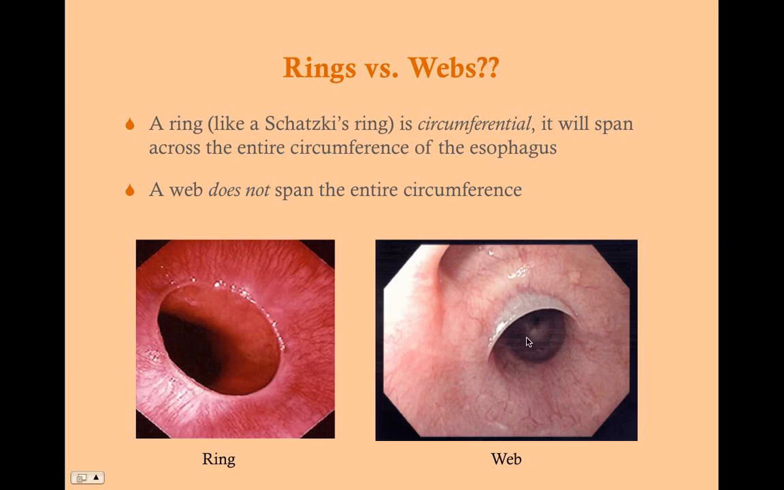Whereas this is a web. It's not going around the entire circumference. Down here, you don't have anything. You just have tissue that's from this point to this point. So it's not the entire circumference. That's a web.